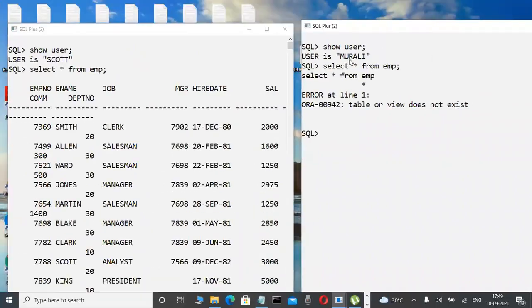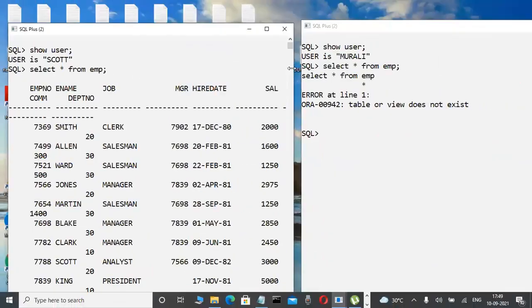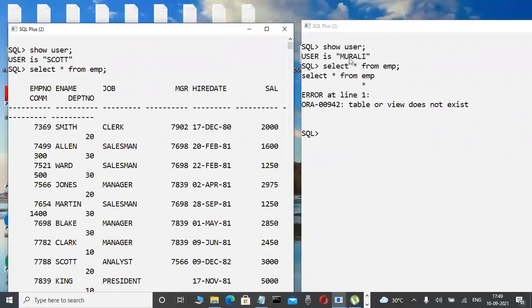Now, for example, Murli is an employee, Scott is an employee, but unfortunately today Murli employee wants to access the Scott user table. How can I miss? Murli employee is requesting the Scott user, please give me your table permission. Whenever Murli employee requests the Scott user table, Scott employee gives a permission, then only Murli user is allowed to access.